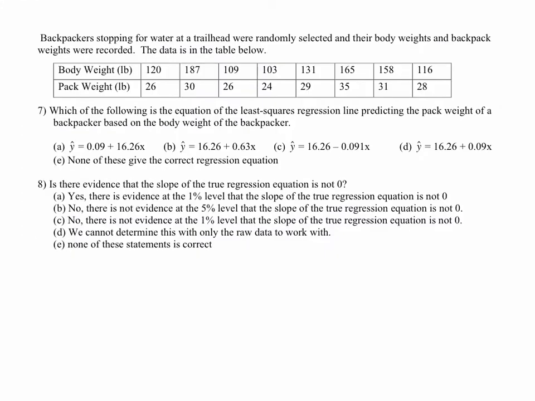All right, next. Backpackers stopping for water at a trailhead were randomly selected and their body weights and backpack weights were recorded. The data is in the table below. And then for 7, which of the following is the equation of the least squares regression line predicting the pack weight of a backpacker based on the body weight of the backpacker?